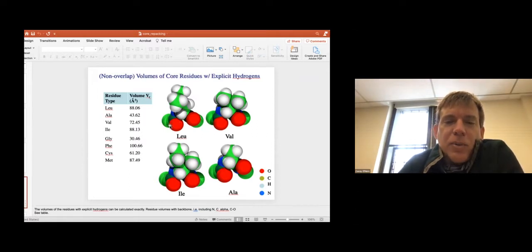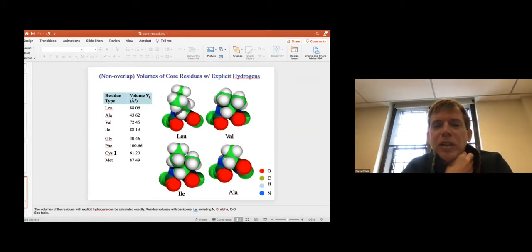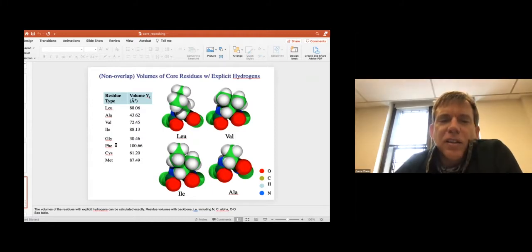I show you a few examples of this non-overlapping spherical volume. For leucine it's 88 angstroms cubed. Here you can get a feeling for the bigger residues compared to the smaller residues. For example, phenylalanine is 100 angstroms cubed, whereas glycine, which has a negligible side chain, is only 30 angstroms cubed. So the backbone basically takes up around 30 angstroms cubed, and all the rest of the volume goes into these bulky side chains.